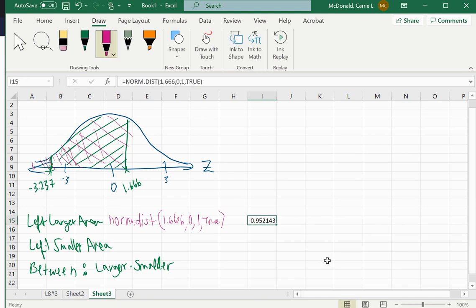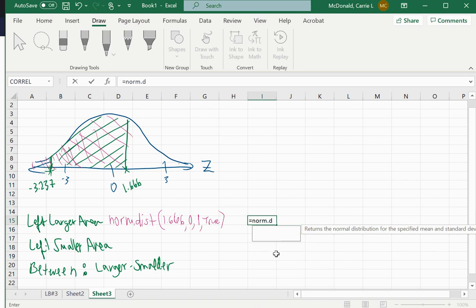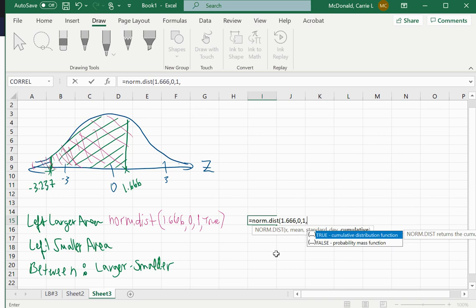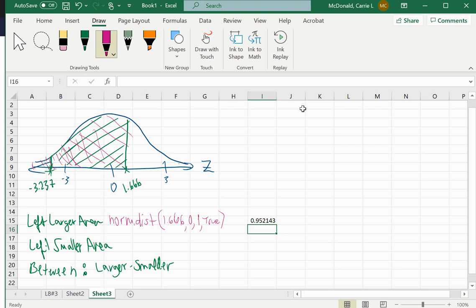Okay, so that larger area is 0.95213. Now I'm going to do the other area. Let me go back this way. And this one I'm going to do in a different color right after I put this back. All right, now I'm doing just this area, from this little boundary, this little tail over here. So that little tail, which is the tail we don't want.